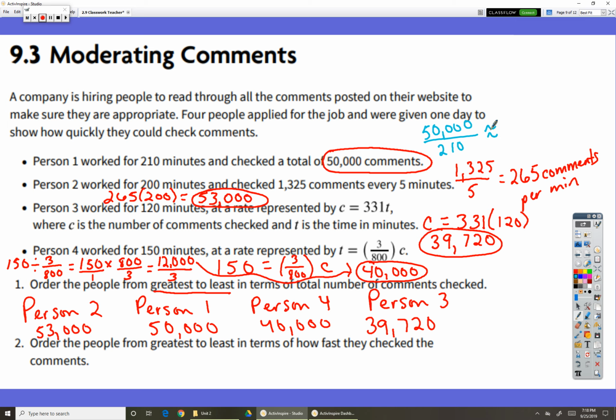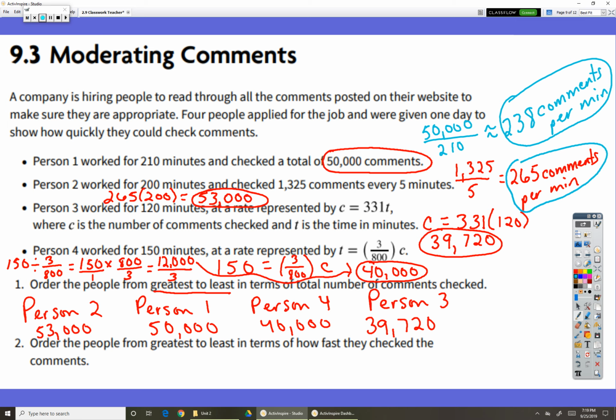So I'll do a little wavy equal sign. That means is about equal to 238, and that's comments per minute. So 238 comments per minute. Now for person 2, I already figured this out. It says that person 2 did 265 comments per minute.